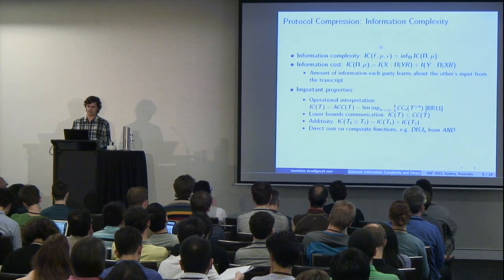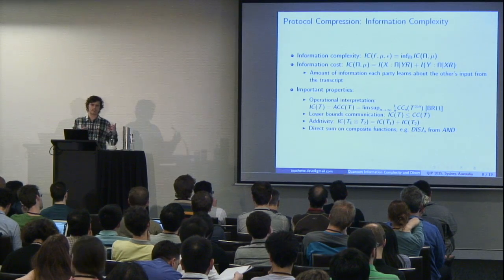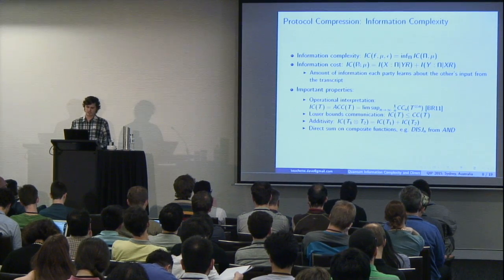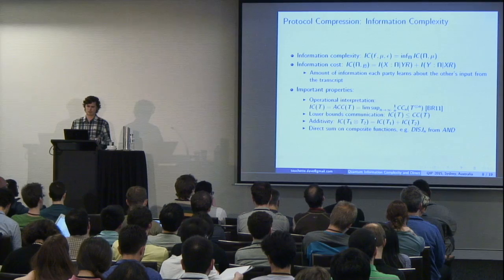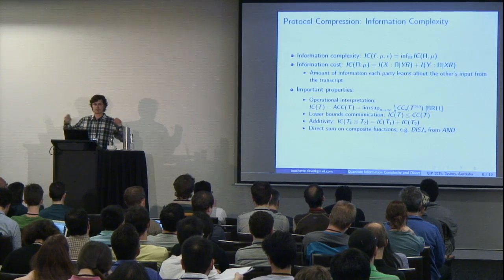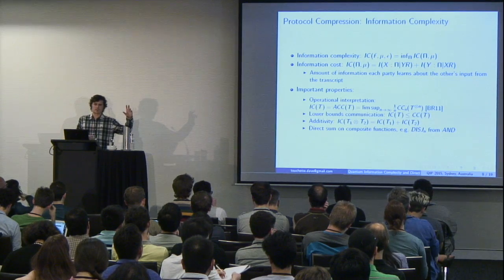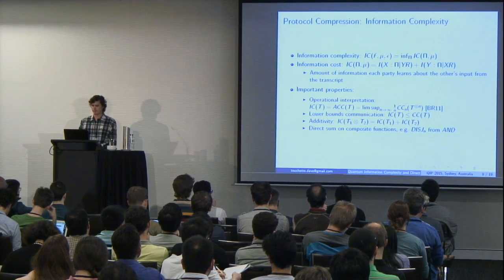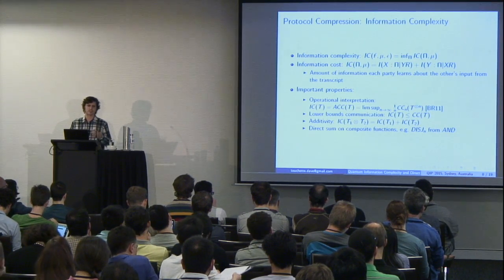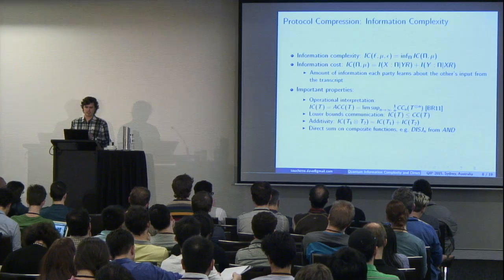For some given task, information complexity is defined as an optimization over all protocols that compute correctly for a given task of the information cost of this protocol, which is defined, for some protocol pi with input distribution mu, as the mutual information between Alice's input x and the protocol transcript, conditional on Bob's input y, plus the mutual information between Bob's input y and the protocol transcript, conditioning on Alice's input x. Intuitively, this quantifies the amount of information that each party is going to learn about the other party's input from the transcript. So this satisfies many important properties.